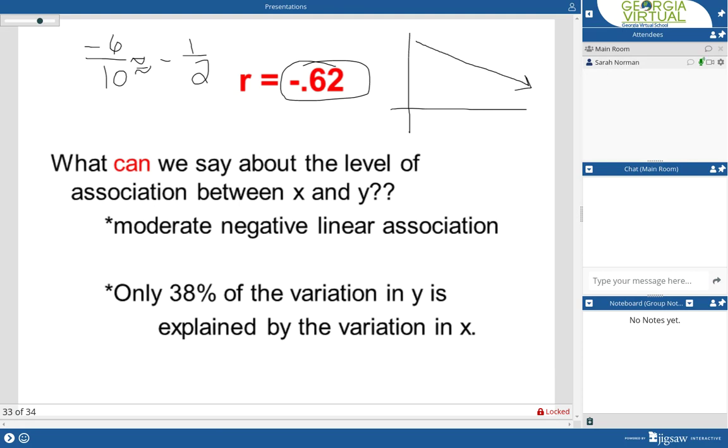It would be something like this: a moderate negative linear association. And remember that we talked about the variation: only 38% of the variation in Y is explained by the variation in X. You would get that by taking 1 minus 0.62. That gives you 0.38, and so that tells you that only 38% of the variation in Y is explained by the variation in X.